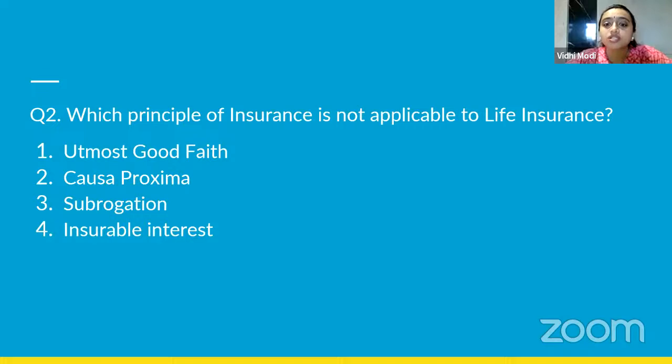Which principle of insurance is not applicable to life insurance? Utmost good faith, of course, it is applicable. Causa proxima, it is applicable. Subrogation, let's think about it. And then we have insurable interest. One should have insurable interest in the policy. So naturally, the answer is subrogation.